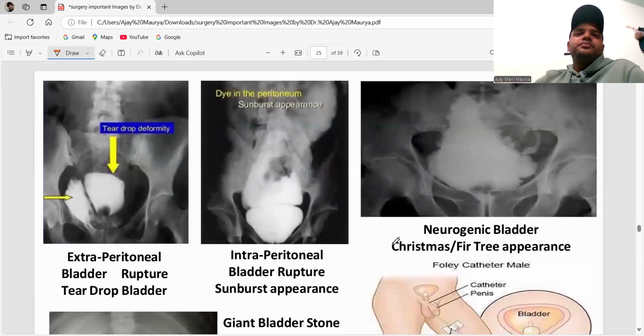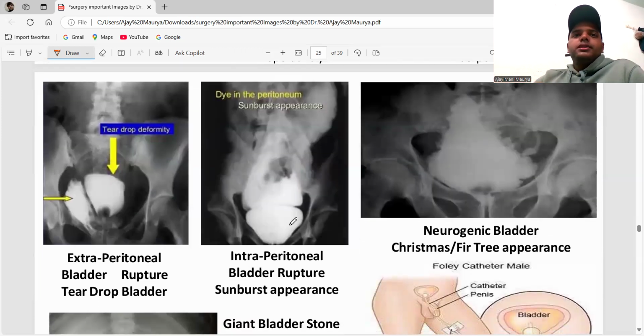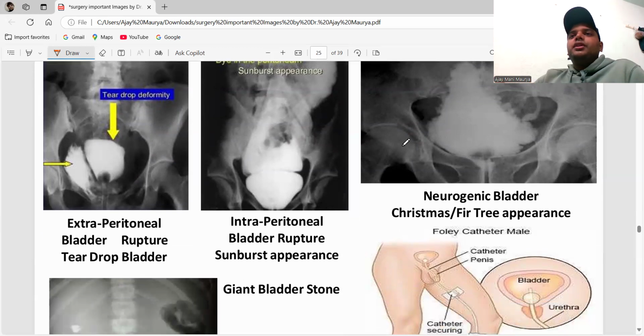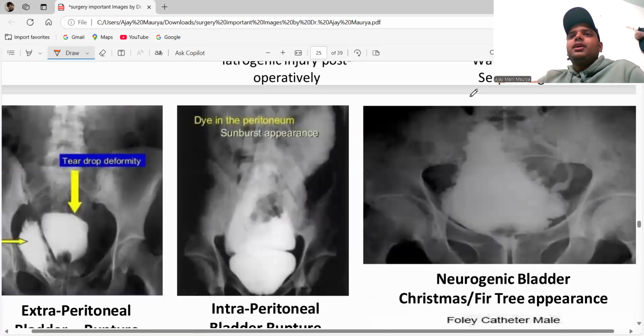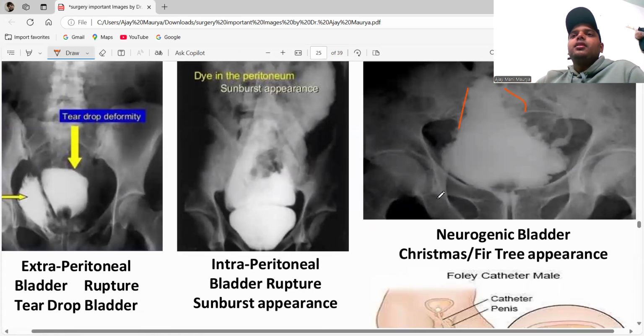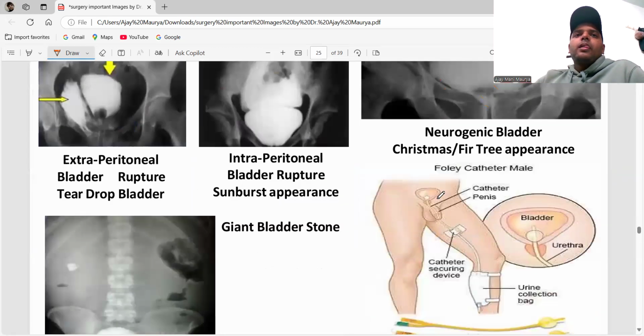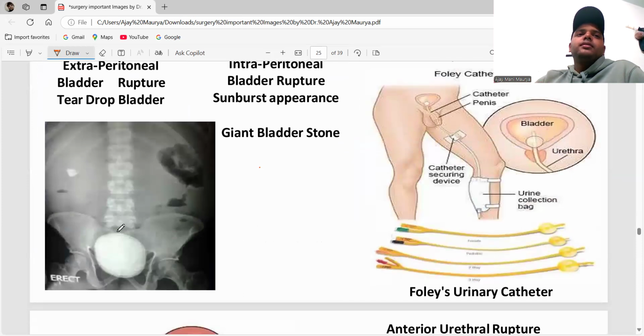Remember here, guys, this is intraperitoneal bladder rupture, guys. This is the sunburst appearance here. Here is the teardrop sign. This is extraperitoneal bladder rupture here. This is the neurogenic bladder, with Christmas tree or fir tree appearance. This is the giant bladder stone here.